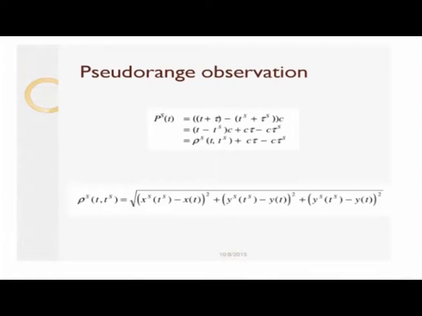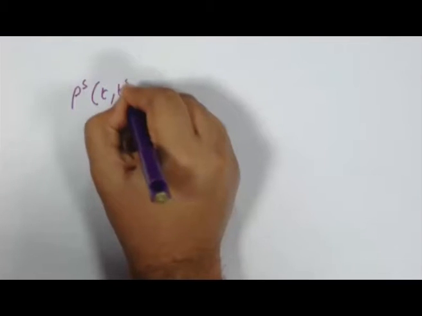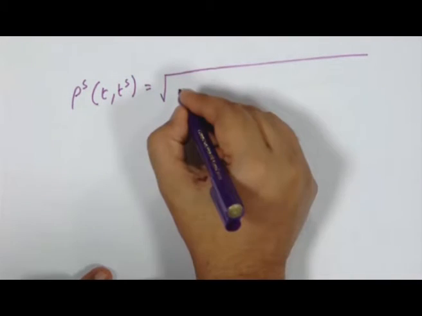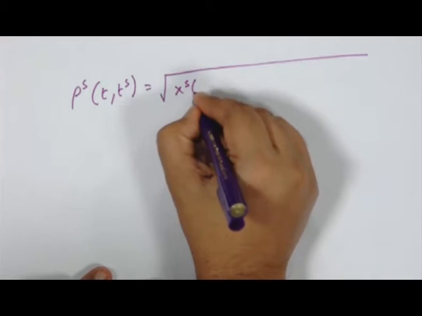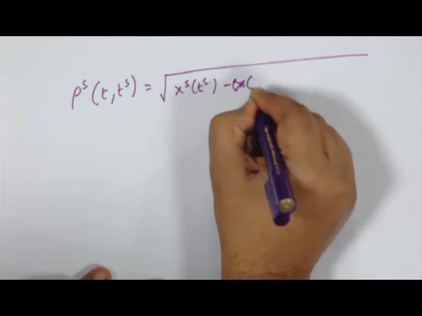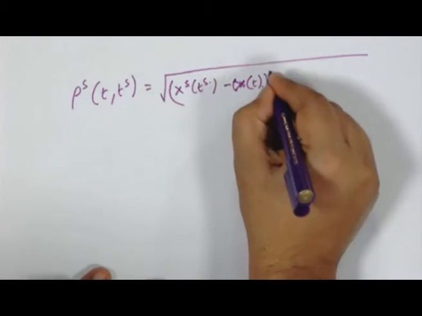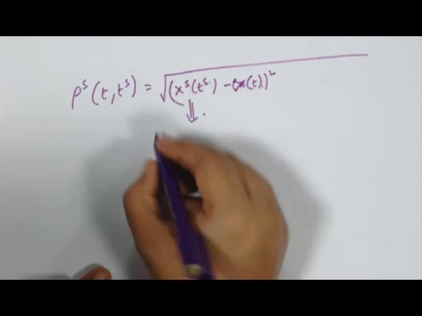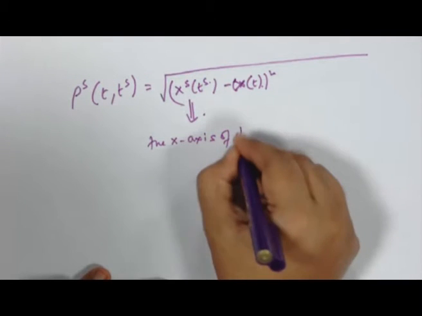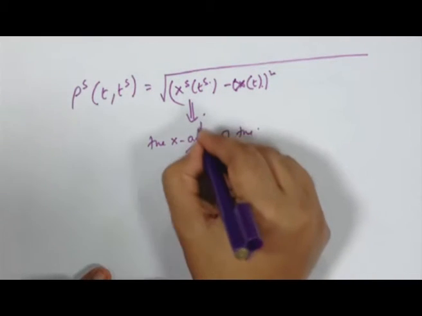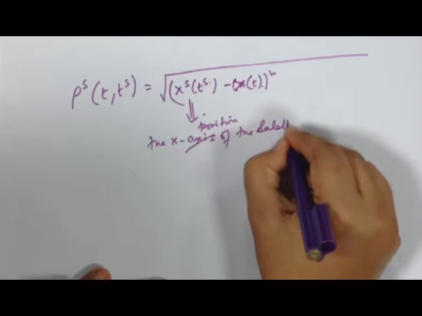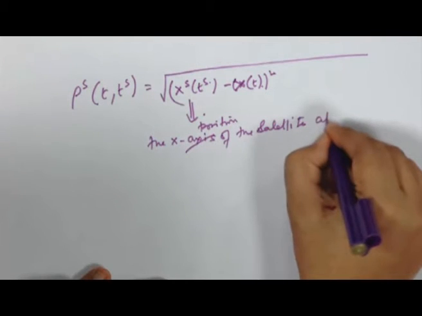So my real distance is this, and it can be explained like this. If I do a little more of this, I wrote it even before that, x minus x_s. So what is x_s? It is the x axis of the satellite, the x position of the satellite at Ts.